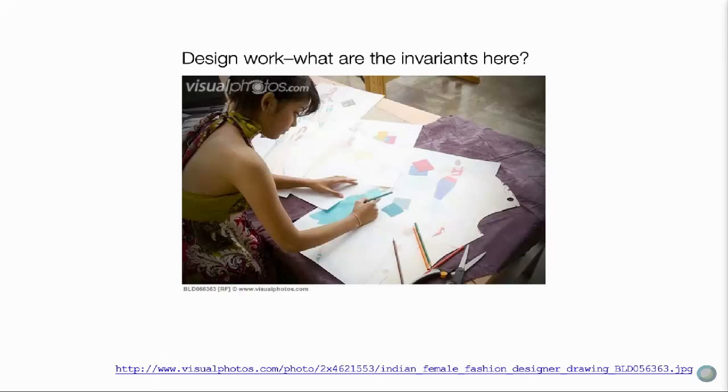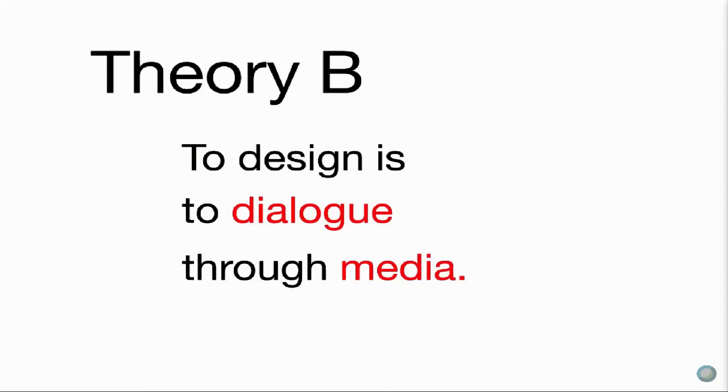So there are some invariants here. The invariants that differ from theory A are picked up in theory B, which says that to design is to dialogue through medium. There have been many authors for a long time advocating versions of theory B. Suchman's Situated Action, Edwin Hutchins' Cognition in the Wild, Gabriela Goldschmidt's The Dialectics of Sketching, Donald Schön's the reflective practitioner, are all, in my view, variants of theory B. It basically says design is the dialogue through medium. And the dialogue happens with yourself, with others.